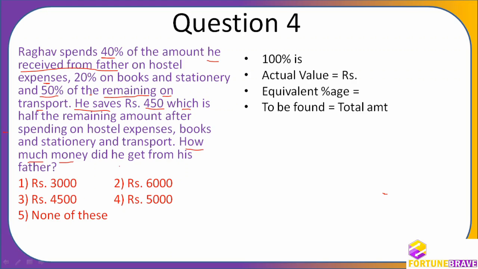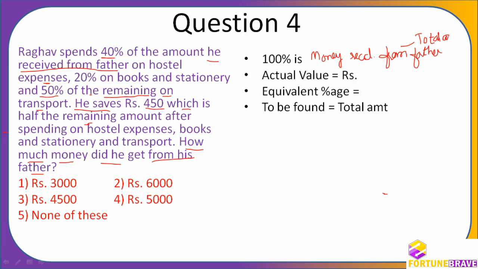How much money did he get from his father? Now first we'll try to understand the main important thing. We have to find out what? What is 100%? 100% is the money received from his father, the money from which he is spending. So this is the total amount which we are going to find out.